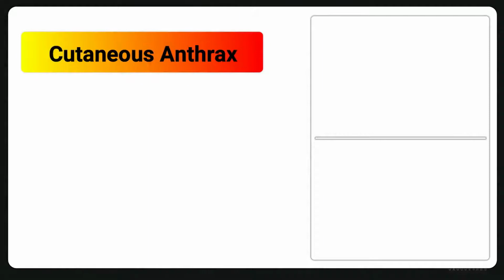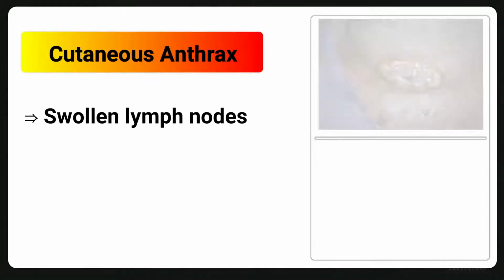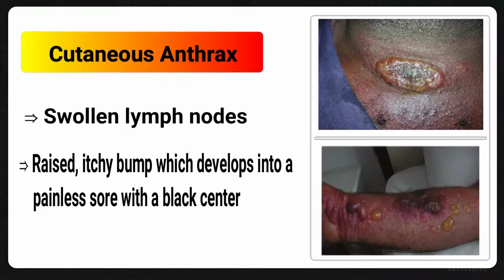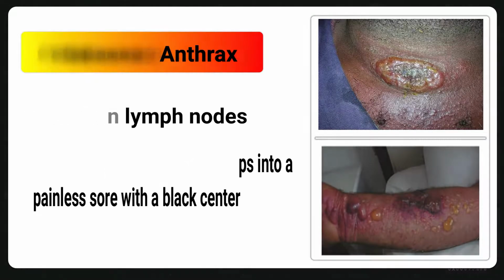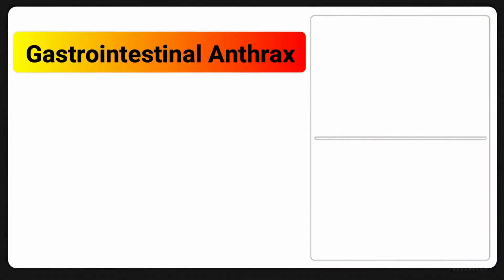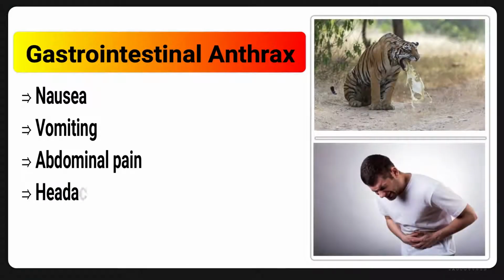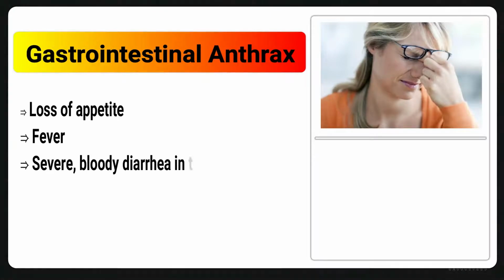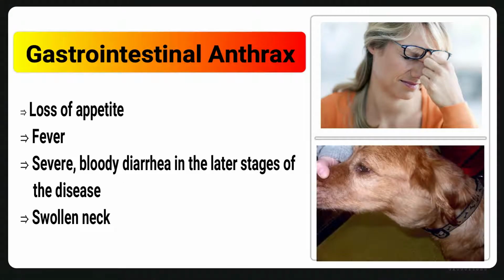Symptoms of anthrax. Let us discuss cutaneous anthrax: swollen lymph nodes, a raised itchy bump which develops into a painless sore with a black center. Gastrointestinal anthrax: nausea, vomiting, abdominal pain, headache, loss of appetite, fever, severe bloody diarrhea in the later stages of the disease, swollen neck.